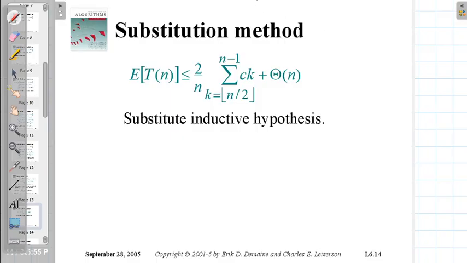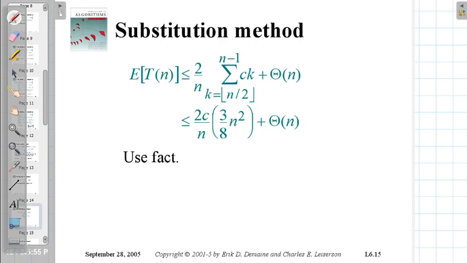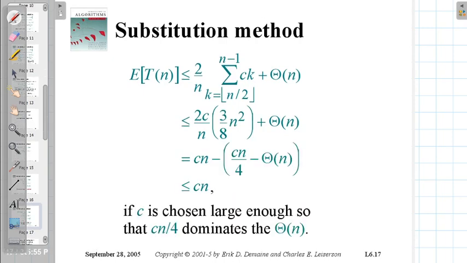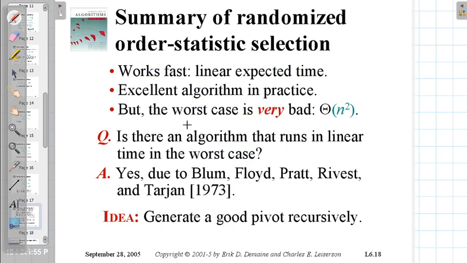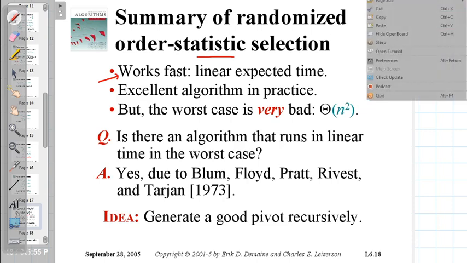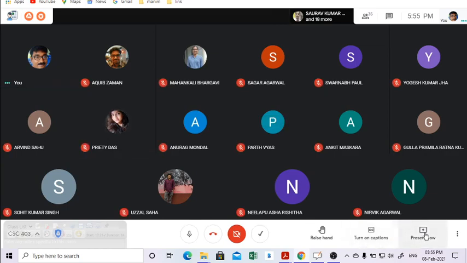We are not discussing that now, but we will discuss another interesting one. The summary of randomized order statistics selection is that it works fast, in linear expected time, that is, expected T(n) equal to order of n. Excellent algorithm.